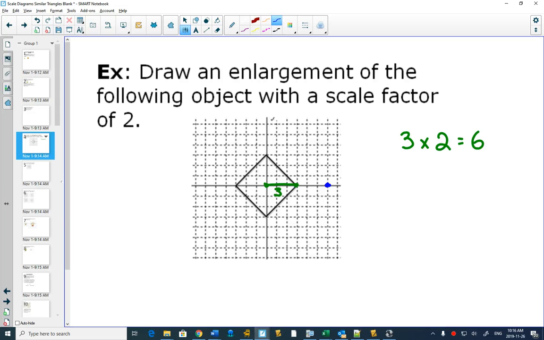What happens to this point? Same thing. It's 3. Now it's going to get doubled to 6. This one's 3, get doubled to 6. 3, get doubled to 6. And now it's the fun part of just connecting the dots. And this one has been enlarged by a scale factor of 2.